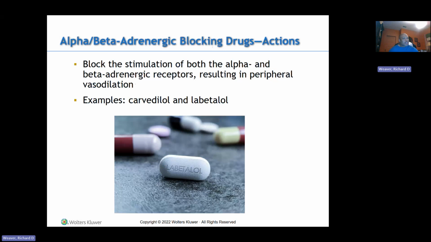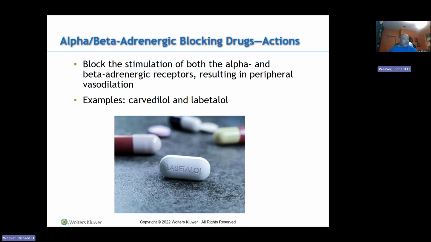So what these drugs do is block the stimulation of both the alpha and beta adrenergic receptors. And so wherever those receptors are, this drug blocks both, be that the heart, the blood vessels, and so forth. And of course, this will cause peripheral vasodilation, which means that, for example, in hypertensive patients, this will cause the blood pressure to be lower because the blood vessels are being dilated.